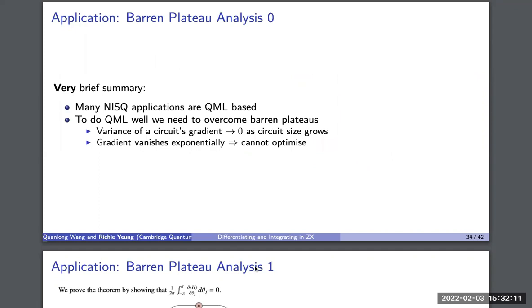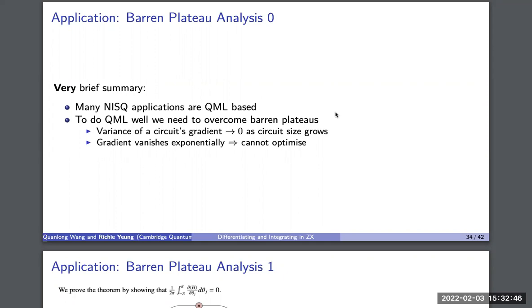Okay, so as an application, I will talk very briefly about Barren plateaus, but this is not the focus of the paper, so I won't spend too much time on it. The idea is that nowadays in the NISQ era, applications are very QML variationally focused. So you have a parameterized circuit. You need to use learning techniques to find the most optimal set of parameters to solve your problem. And the way to optimize these parameters normally is to use gradient-based methods.